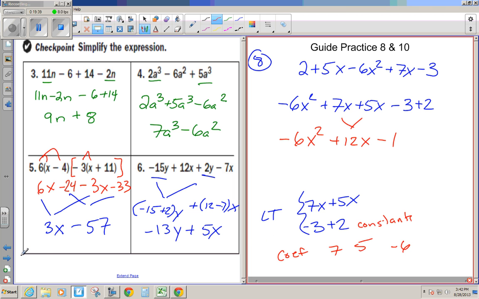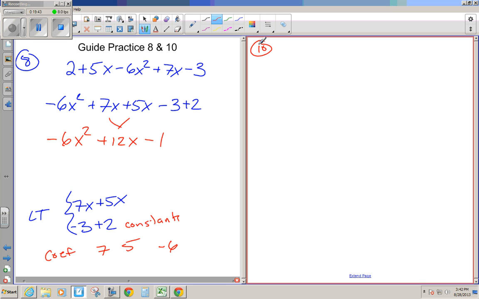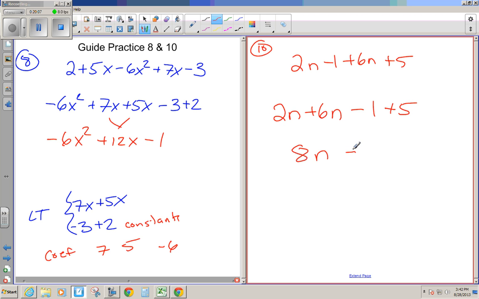Number 10. Number 10 has us doing 2n minus 1 plus 6n plus 5. And simply asks us to simplify it. Combine the like terms. 2n plus 6n are like terms. Minus 1 plus 5 are like terms because they are constants. And that is your answer.